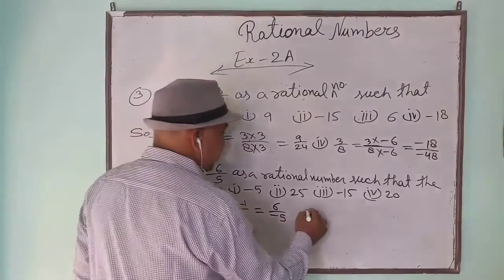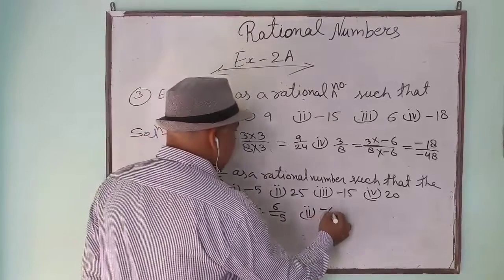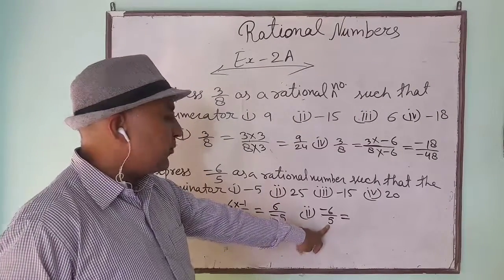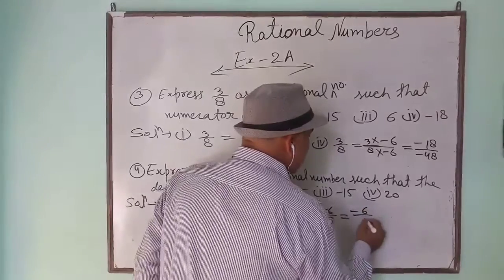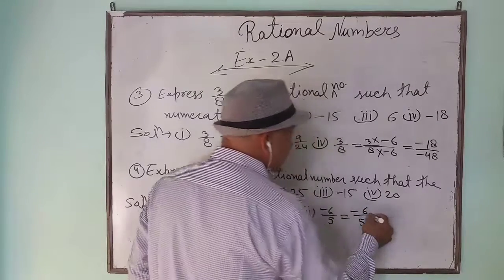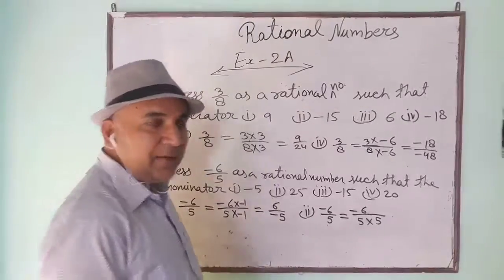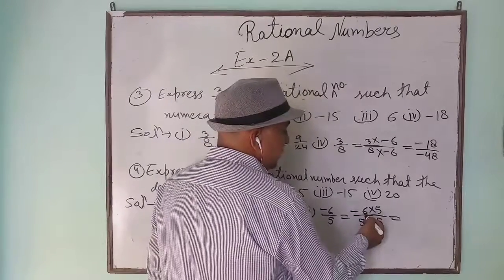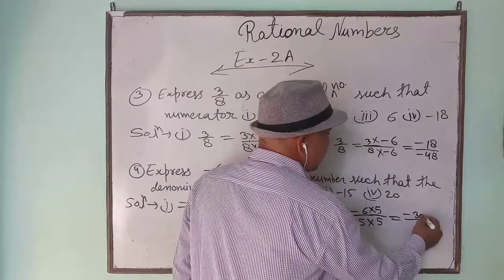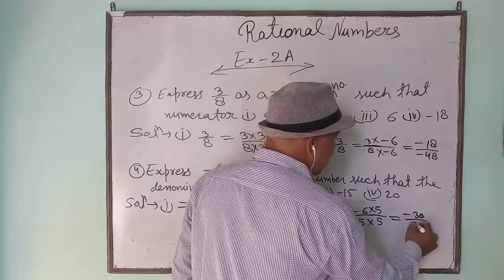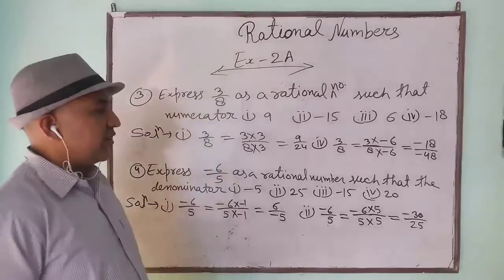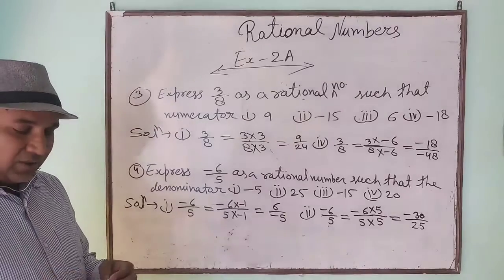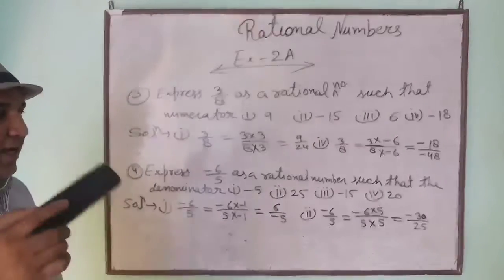Okay? Now see the second part. This time minus 6 upon 5 we have to convert it in such a way that denominator should be 25. So just think what should be multiplied with 5 so that it can become 25. 5 into 5 is 25. So same 5 is multiplied with numerator also. Okay? Now solve it. Minus 6 into 5 minus 30 upon 5 into 5 25. That means minus 30 upon 25 is the answer. Okay? Remaining 2 you will try. Okay? Again pause the video and note down these questions.